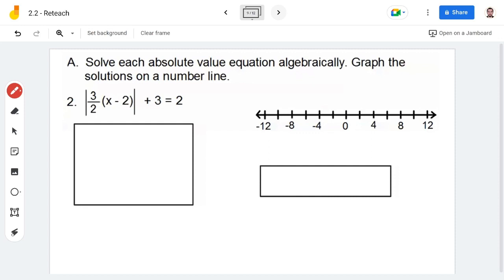If we need to solve this equation, now check. We solve this one as normal. So we have the equation, and we need to make the absolute value alone on one side. So first we have to minus 3 from both sides. Minus 3, minus 3. Let me continue here because I need to show you the box. So we have 3 over 2 x minus 2, absolute value, which is equal to negative 1.